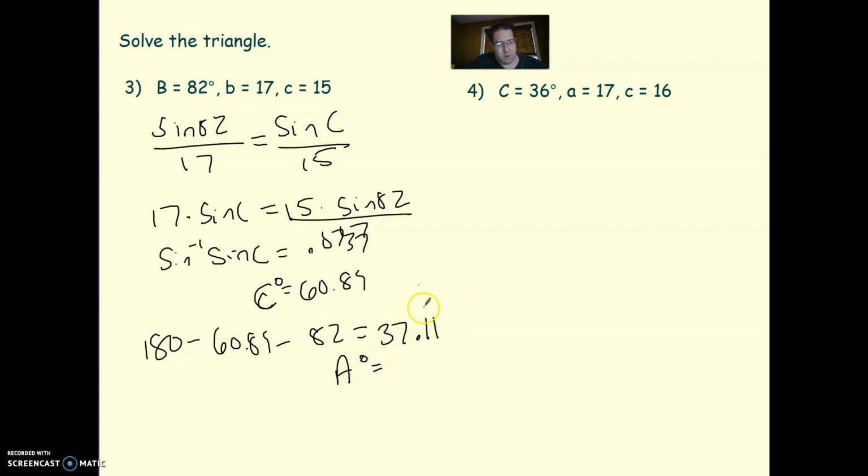And then the last thing I would need to do is find side A. Yes, I'm running low on time, so I would do the exact same thing I just did. So sine of 82 over 17 equals sine of 37.11 over side A. And then I would solve for side A, and then I would have all three sides.